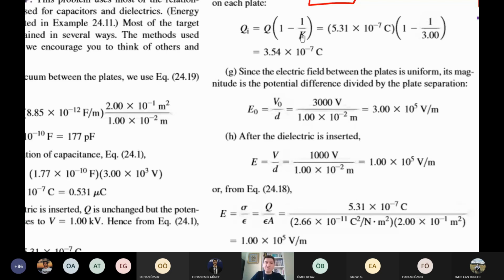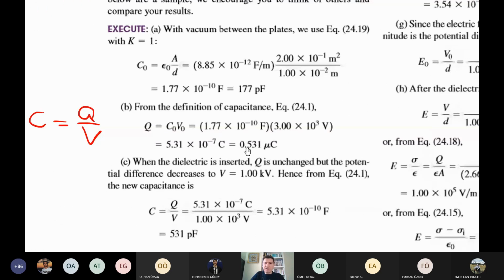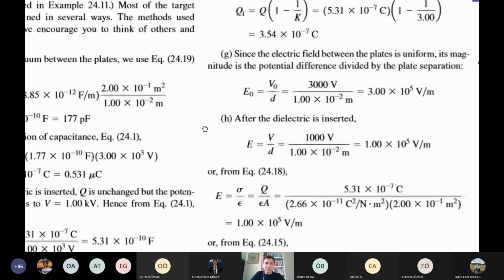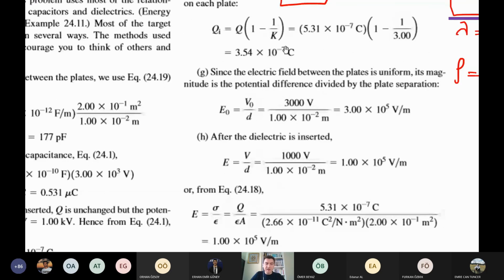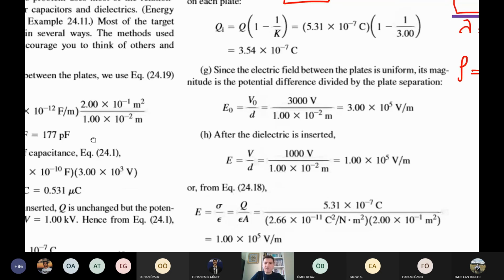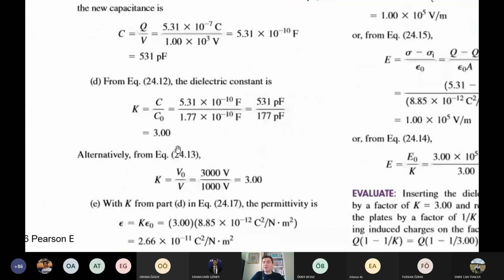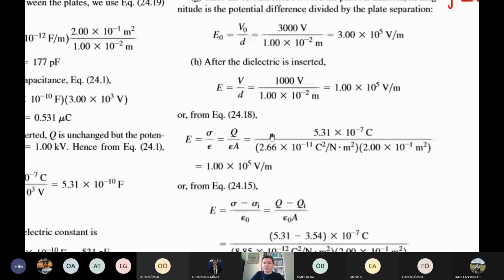And we know the initial charge. Where is it? We have calculated it. This one, 0.531 microcoulomb, and use it here. And K is calculated as 3. We have calculated the K value here. And just put these numbers here, then we can calculate the induced charge within the dielectric material.